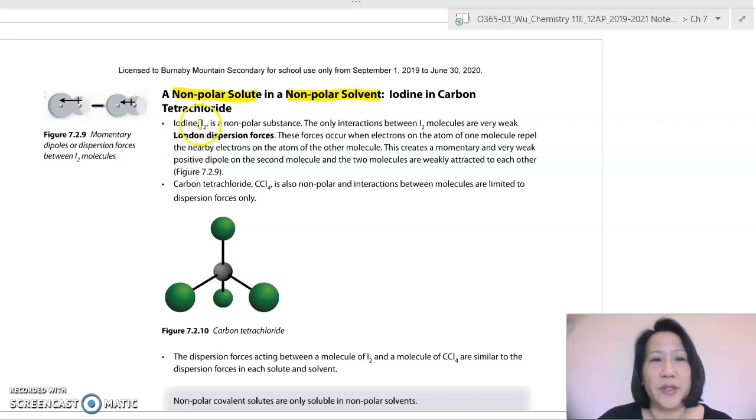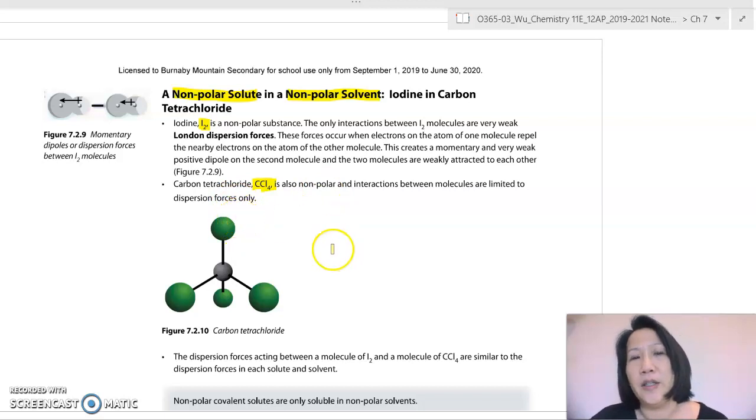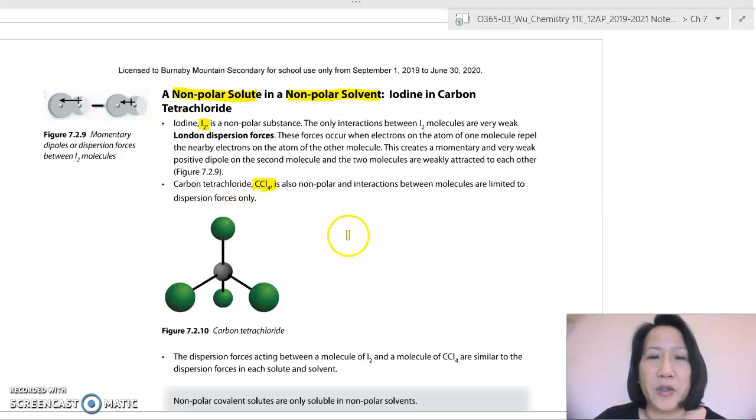So our example here is iodine, which is nonpolar. And of course, the only interactions between two molecules of iodine would be just those very, very weak London dispersion forces. So I would imagine it'd be pretty easy to overcome that, right? And then our solvent here is carbon tetrachloride. Carbon tetrachloride, being a perfectly symmetrical molecule, is also nonpolar. And again, the interactions between two molecules of carbon tetrachloride would only be London dispersion forces as well.